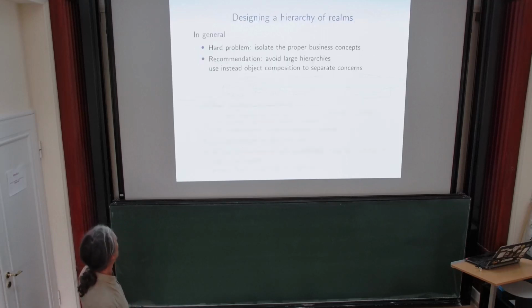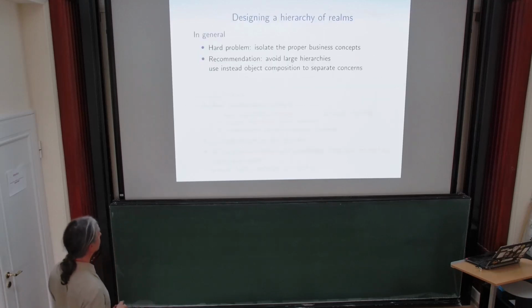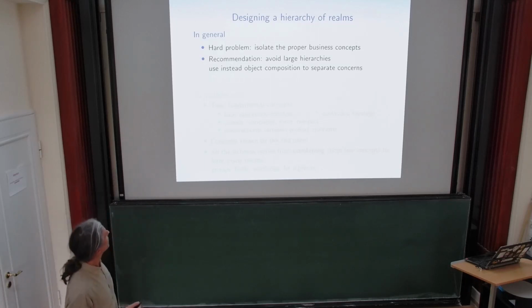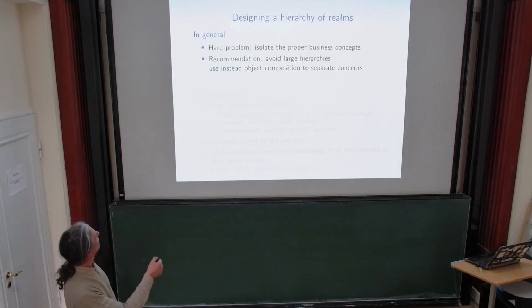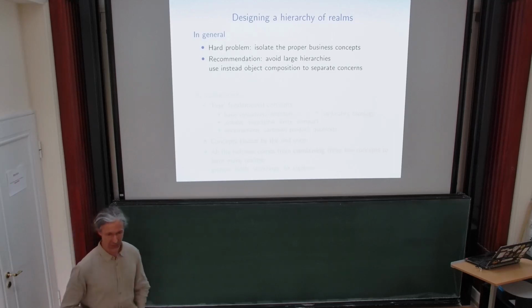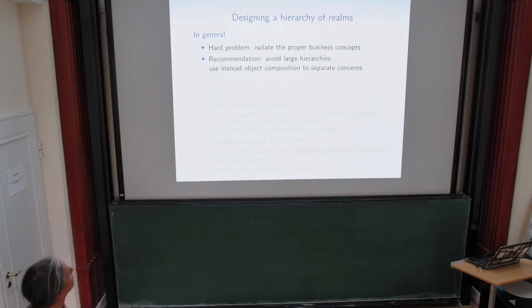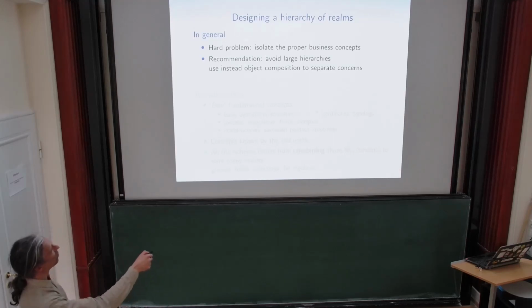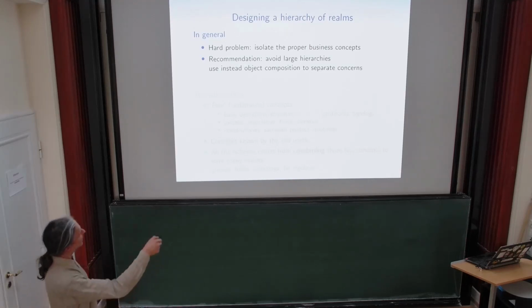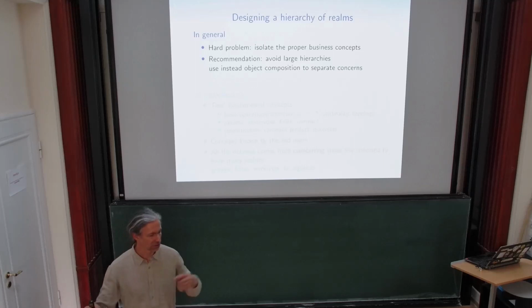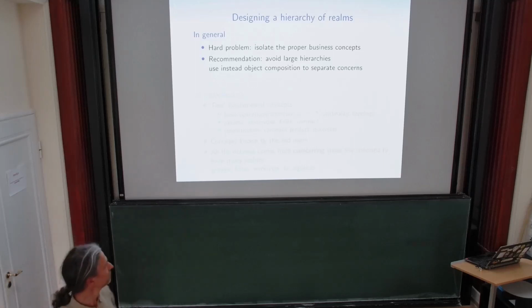That's enough. So, in general, let's speak about outside of mathematics. It's a hard problem to isolate what are the proper business concepts. This hierarchy is usually the hierarchy of business concepts, and isolating the proper concept is hard. So when it gets that big, it's probably that something went wrong. The usual recommendation is to avoid large hierarchies. Usually if you get large hierarchies, it's because you didn't properly add a good separation of concerns, and you just have things that are composing themselves.